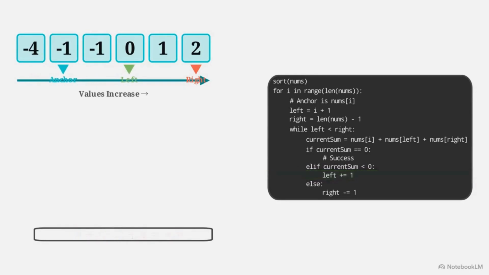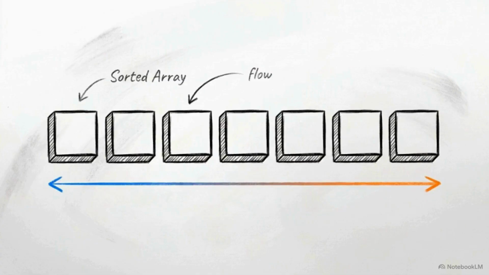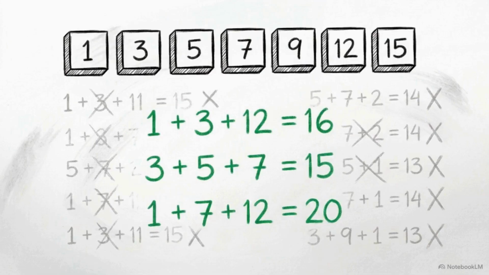If the sum is too low, shift the left pointer right to increase the total. If too high, shift the right pointer left to lower it. We adjust inward until landing on a perfect zero sum. This directional movement takes full advantage of the sorted data. It ensures we find valid sums while skipping millions of unnecessary combinations that a random search would have to check.